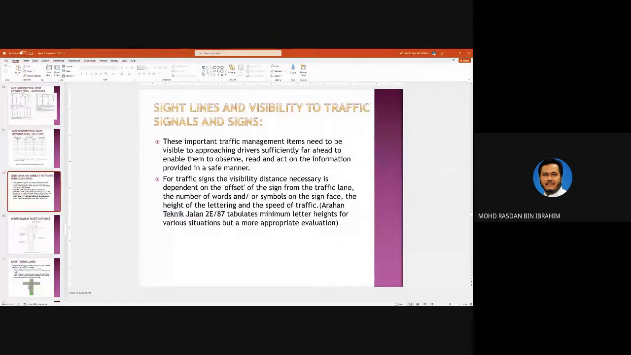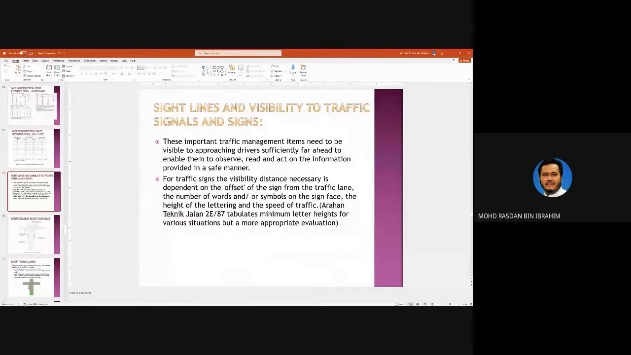Sightlines and visibility to traffic signals and signs. These important traffic management items need to be visible to approaching drivers sufficiently far ahead. Okay, meaning that it should be high enough lah. If you just follow what the specification requires, there'll be no problems with the visibility, kan? Provided that the alignment, the vertical alignment, is correctly done, you'll be able to see signages.